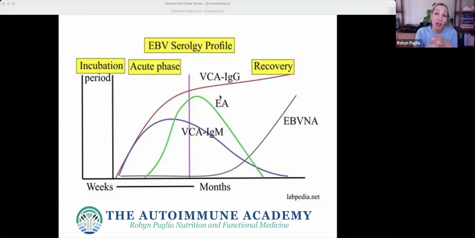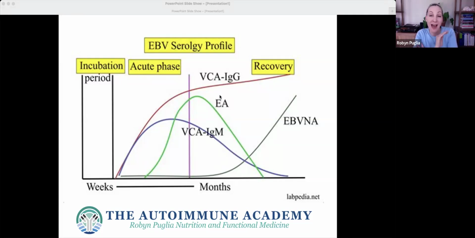And then we have early antigen. Early antigen is the most accurate antibody that correlates with reactivation. So if we have got VCA IgM and early antigen IgG, this is a very strong indicator for EBV reactivation. But actually, that early antigen is really the one that I'm looking for that will tell me about reactivation.